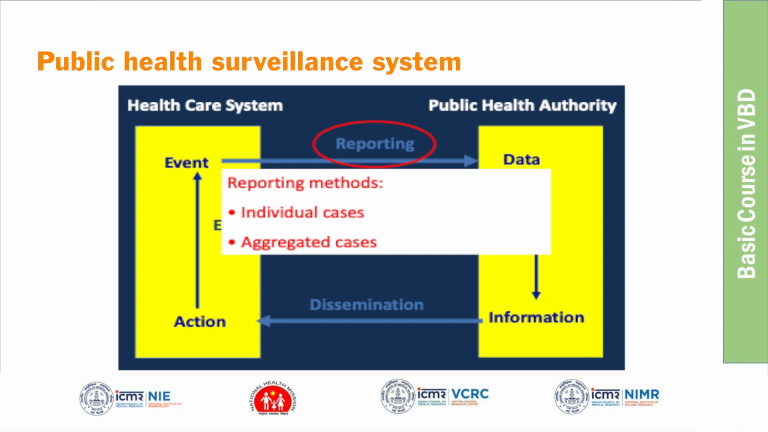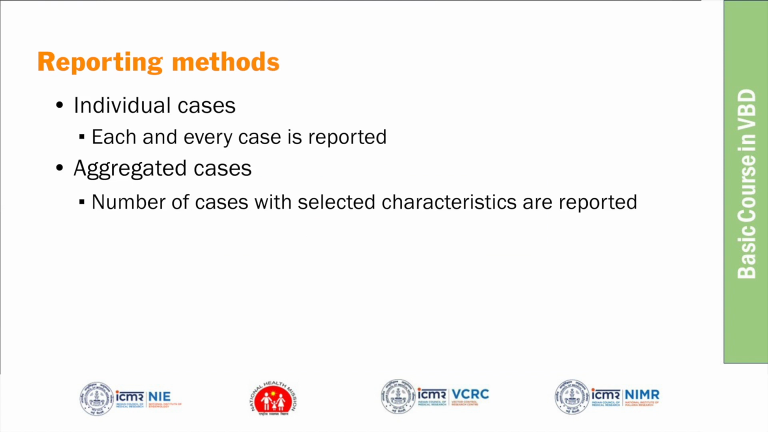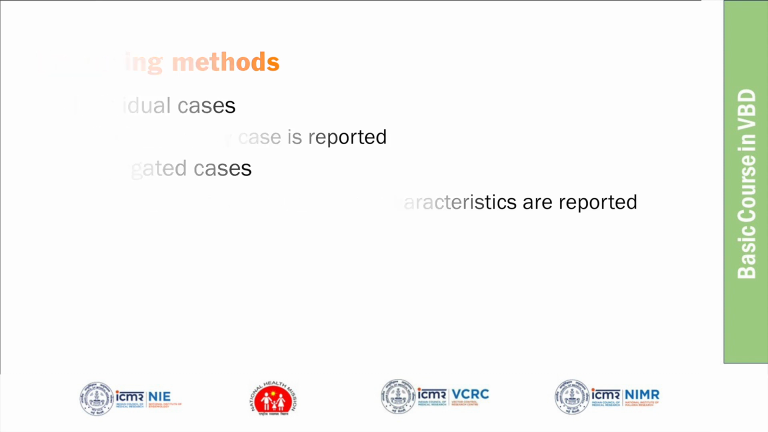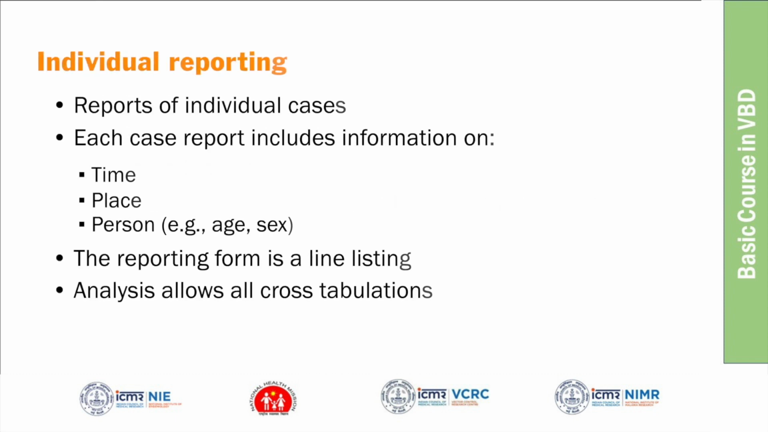There are two types of reporting methods. We may send individual case reports, or we can send aggregated case reports. In the individual case report, we send details of each and every case, and in the aggregated report, we do not send the details of all the cases, but we send the number of cases with selected characteristics. In individual reporting, we send the time, place, and person data. We call it line listing. Hope all of you know that we collect the line listing of patients, and many of you already experienced it during COVID times.